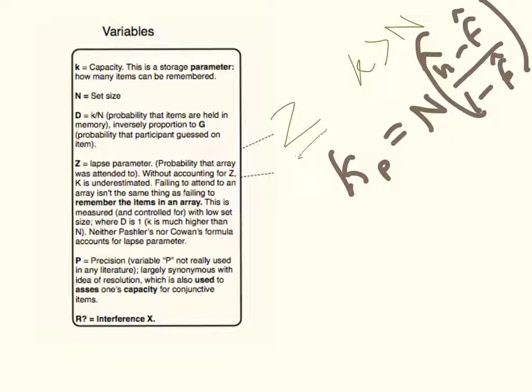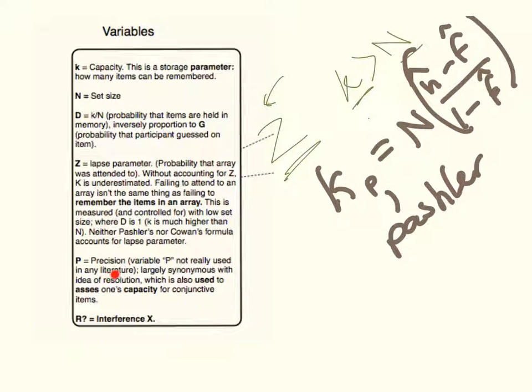The problem with not accounting for Z is that if you don't look at the lapse parameter, you end up underestimating the capacity of the participant, because about 5% of the time it's been shown the participant doesn't encode the display, not because their capacity is less than n, but because they just weren't paying attention.